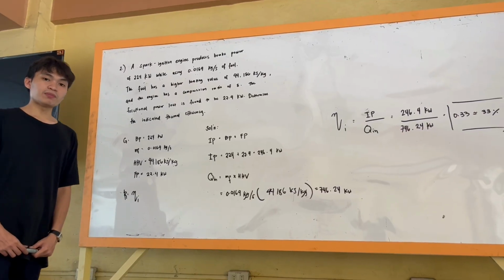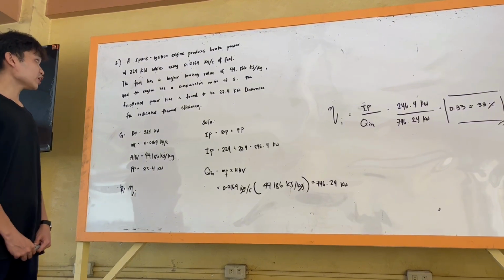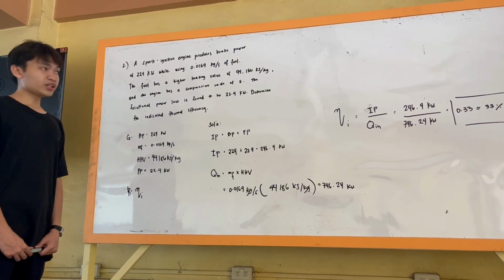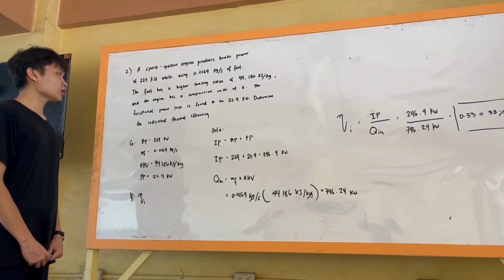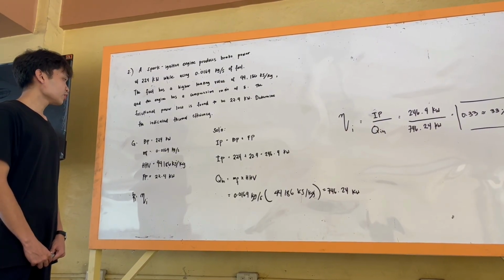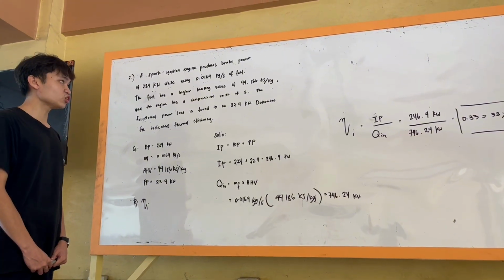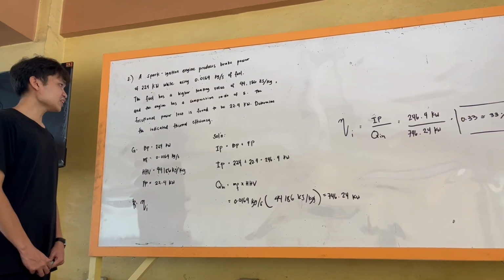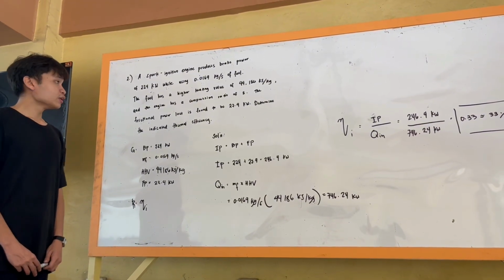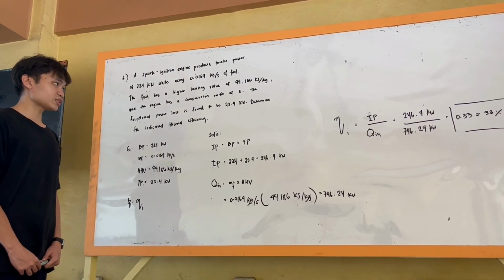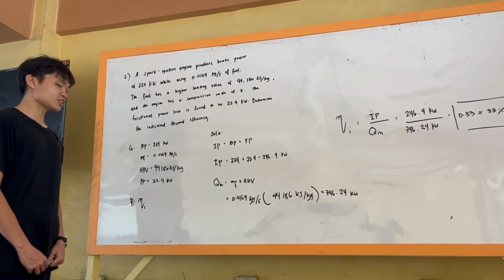So for our next problem, we have a spark ignition engine that produces brake power of 224 kilowatts while using 0.0169 kilograms per second of fuel. The fuel has a higher heating value of 44,186 kilojoules per kilogram, and the engine has a compression ratio of 8. The frictional power loss is found to be 22.4 kilowatts. Determine the indicated thermal efficiency.